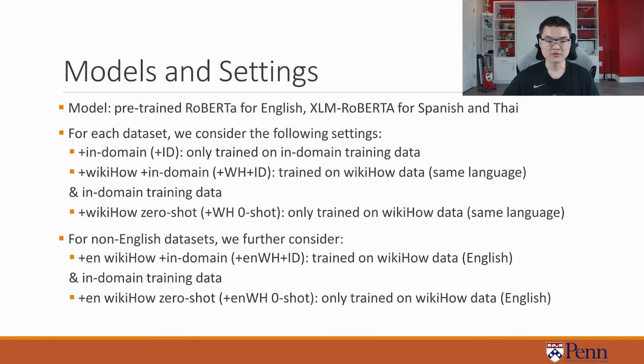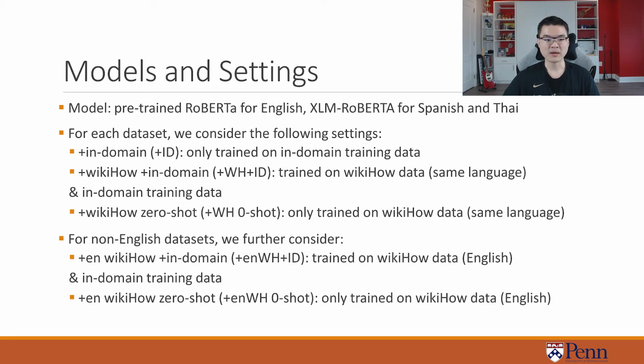Next, we introduce the models we used on our pre-training data. We did not do anything too fancy at this stage. We used the pre-trained RoBERTa model for English and XLM-RoBERTa model for Spanish and Thai. For each of the datasets, we consider several settings. They look daunting, but they are super straightforward, so let me explain it to you. First, we have the in-domain setting, where the model is only trained on the in-domain training data, for example, the data from SNIPS from the last slide.